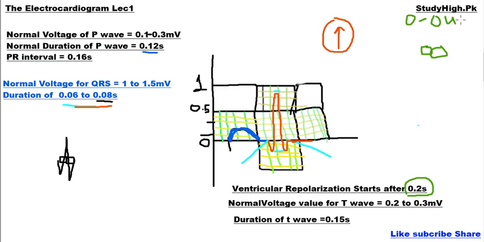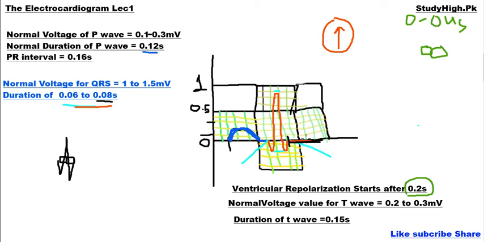To make it 0.2 second we need 5 small boxes, or simply one large box is equal to 0.2 second. So after completion of the QRS complex here, we count 1, 2, 3, 4, 5 small boxes, and the ventricle will remain depolarized for 0.2 second. After that there will be a T wave. Now after 0.2 second you have moved from S to T wave.